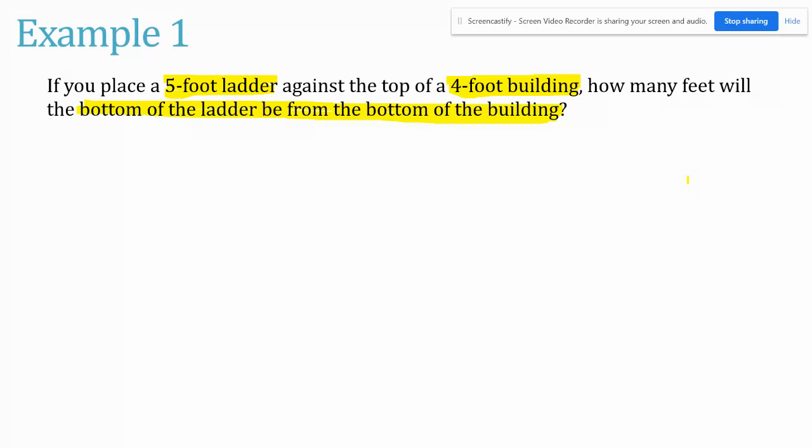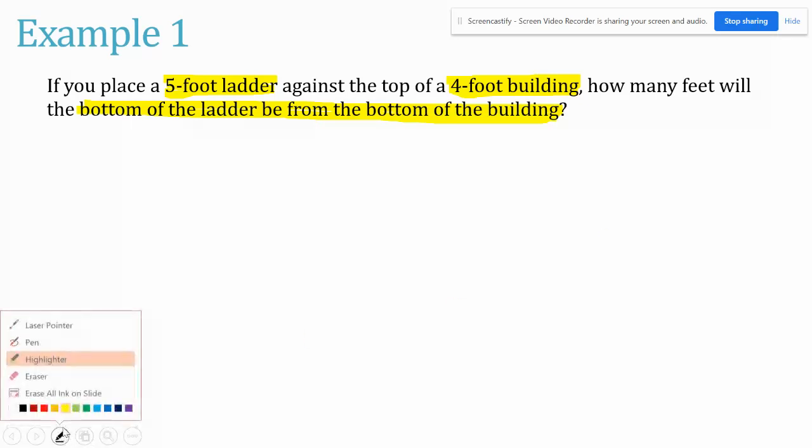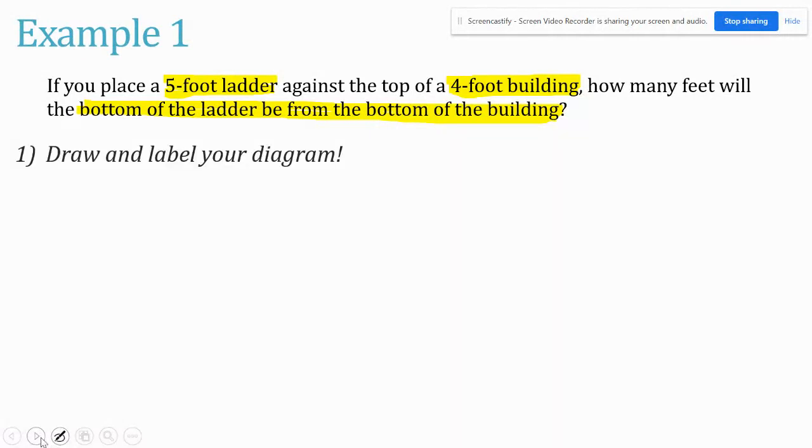So we have this word problem, but we don't have a picture, which makes it really hard to figure this out. So our first step here is going to be to draw a diagram and label it. So first, I'm going to draw this little building. I'm actually going to do it in a different color so we can see it. Give me 1 second. Okay, so here's our building.